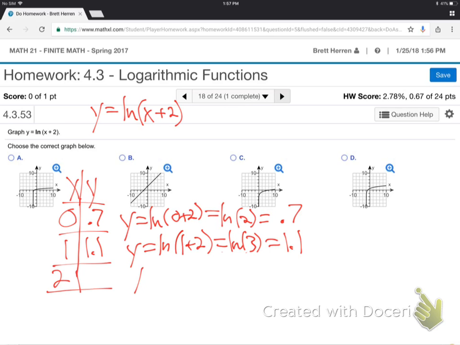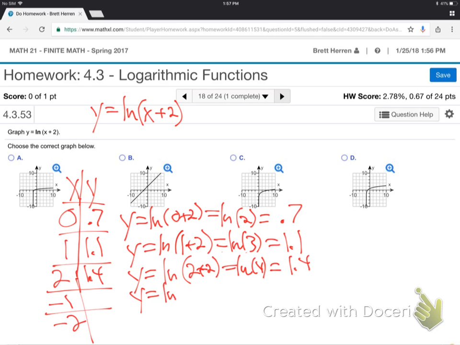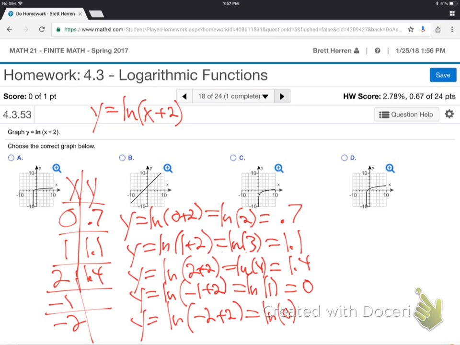Plug in 2. Natural log of 2 plus 2, natural log of 4. I'm getting 1.4. So it's slowly going up. It's good to do a couple negatives also. So let's do -1 and -2. If you do -1, you get -1 plus 2, natural log of 1, your calculator will tell you that's 0. And if you plug in -2, you get natural log of 0, which the calculator will tell you is an error. That's a no.